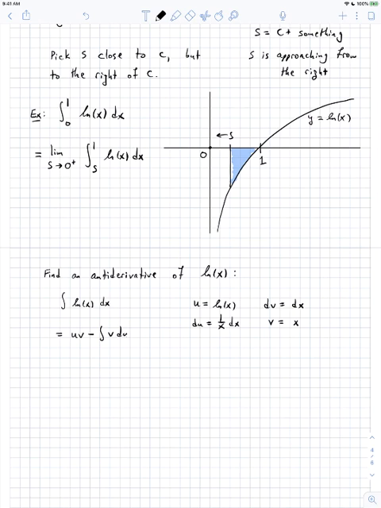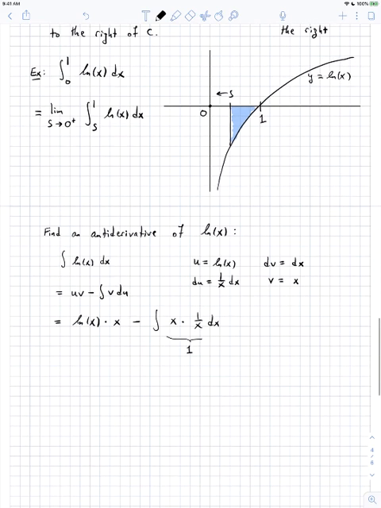So we have the integral of ln of x dx is going to be uv minus the integral of v du. So this is ln of x times x minus the integral of v, which is x, times du, which is 1 over x dx. So x times 1 over x is 1. So this is equal to x ln of x minus the integral of 1 dx, but that's just going to give us an x. So we're going to have x ln of x minus x plus a constant.